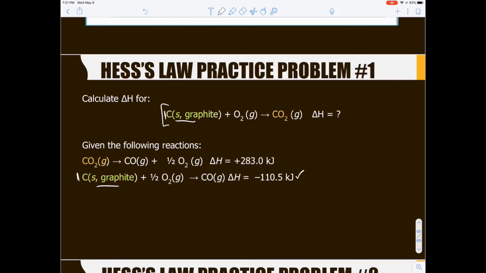Our other species that we're focused on is gaseous CO2, not CO, right? Just CO2. Here, CO2 is a reactant, and up here we need it to be a product. So we're going to try flipping this guy around, and I'll just show the whole thing.